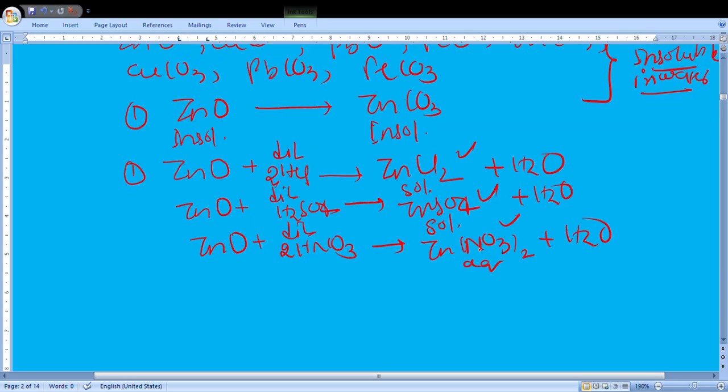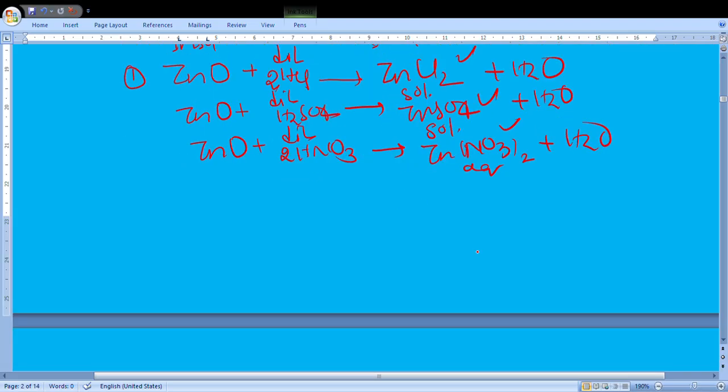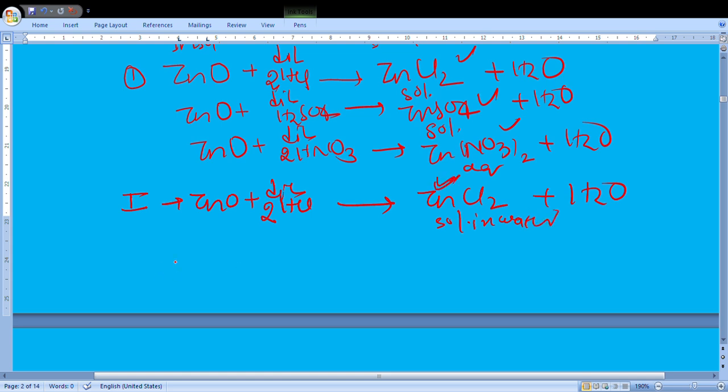See, if you're taking the first one, the first reaction will be ZnO plus dilute HCl. So first you prepared ZnCl2 plus H2O. This ZnCl2 is soluble in water. Now it can be made insoluble like the previous equation, ZnCl2 plus Na2CO3, aqueous and aqueous, to form what?